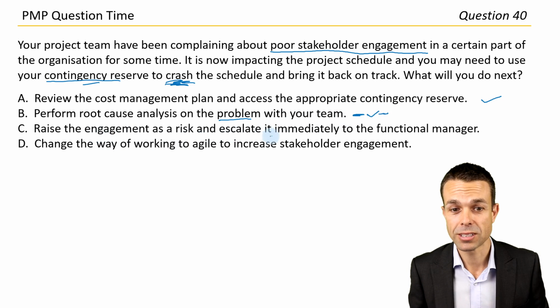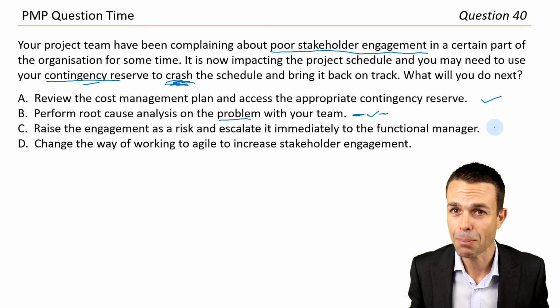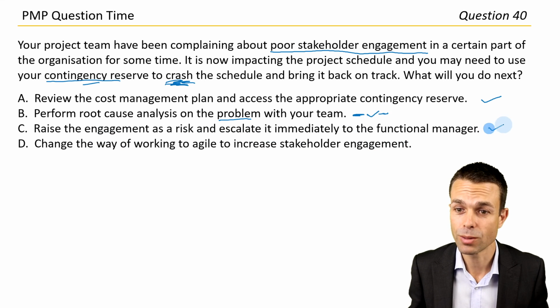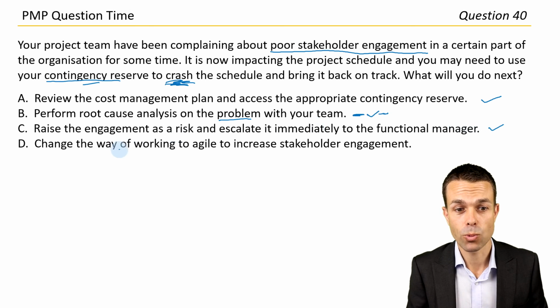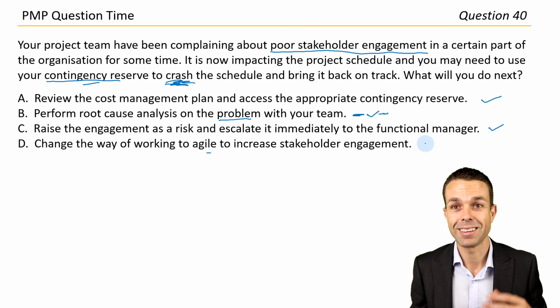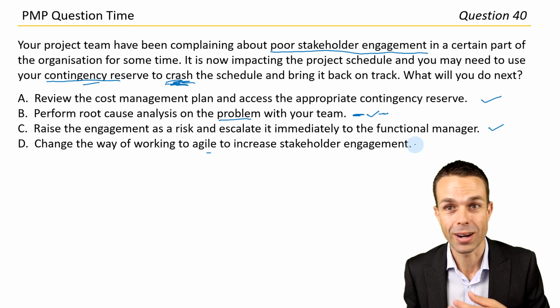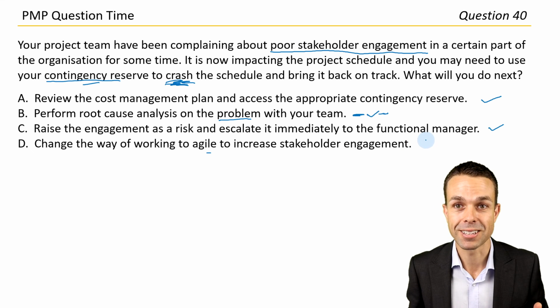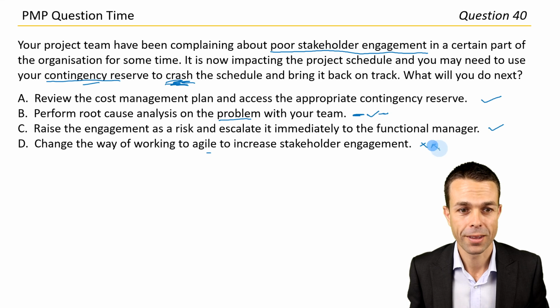Raise the engagement as a risk and escalate it immediately to the functional manager. Well, it's already happening, I think. That's also a maybe, a high maybe. Definitely it's impacting us. Change the way of working to agile to increase stakeholder engagement. That's probably not going to do it just by itself. Obviously, there's still problems, whether it's agile or whether it's waterfall or anything in between. We still have to manage it, and really, that's not going to be a magic or a silver bullet for us here. So let's say no for that one.